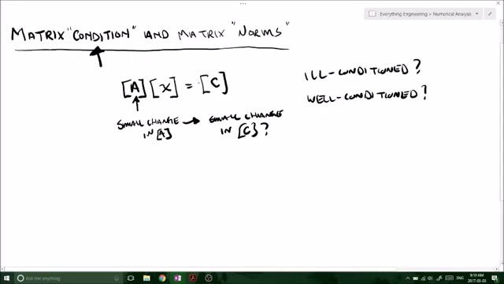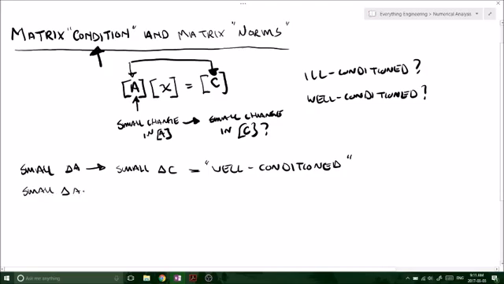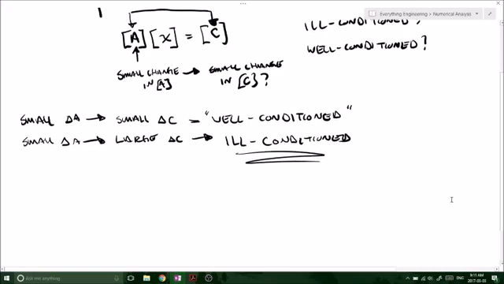So if we make a small change in A, does that result in a small change in C or a big change in C? And vice versa, we can make a small change in C, the solution vector, and how will that affect our matrix A? Will we get a small change or a big change? If we get a small change in A, and that results in a small change in C, we can say that it is well conditioned. Similarly, if we make a small change in A, but we get a large change in C, then we have an ill-conditioned matrix. Let's look at an example.